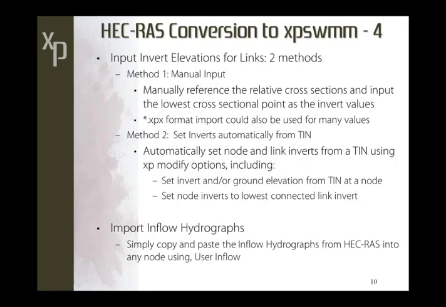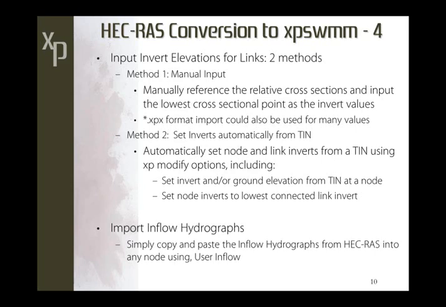Now that we have the cross-section shapes and the actual river reach itself, we will need to input the vertical information. There are two general methods to input vertical information into XP. One, in this case, would be a manual approach. You can manually reference the relative cross-sections and then input the lowest cross-sectional point as the invert value of the link or conduit. Also, if you have a number of these points to input, you could create an XPX formatted file, which, as we saw before, can directly be imported and will update the appropriate model objects.